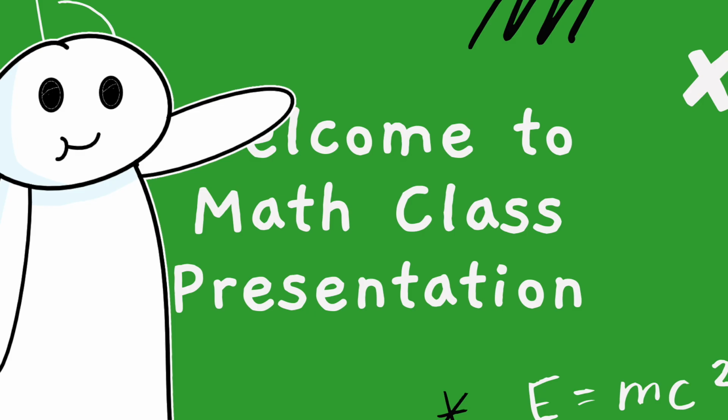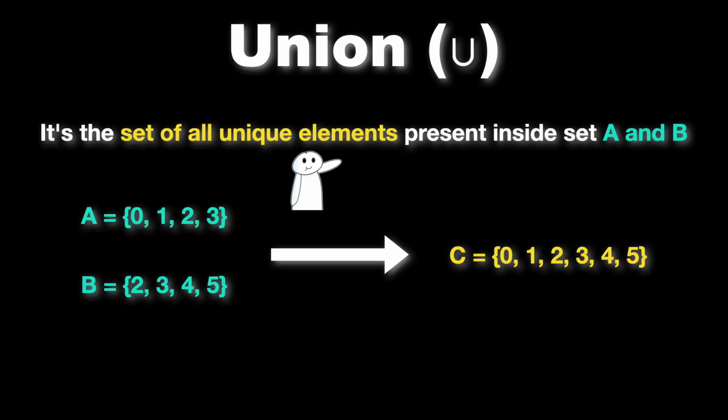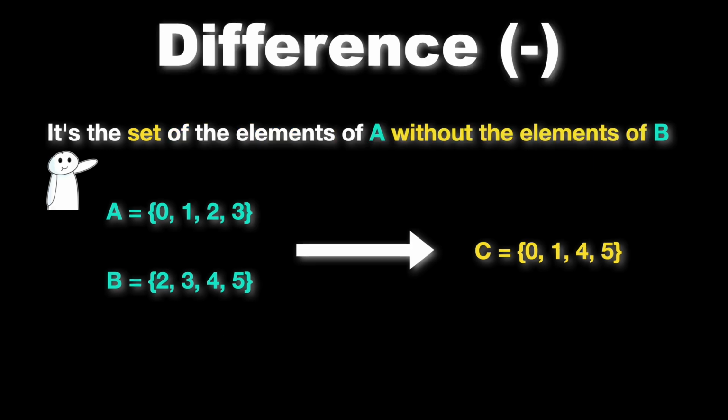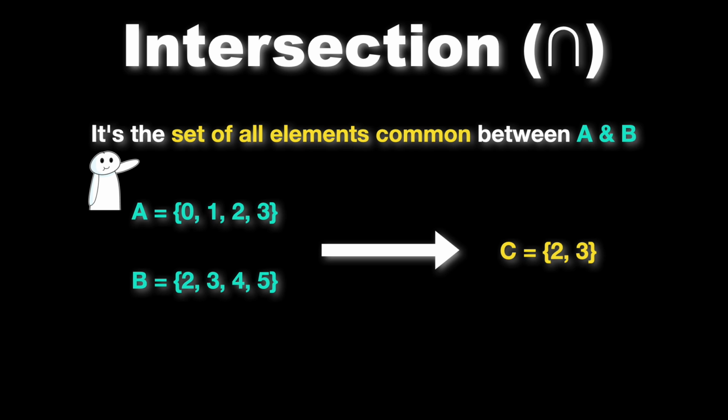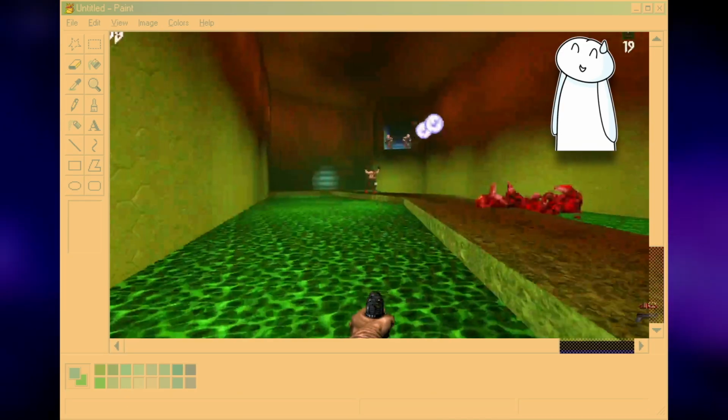In terms of mathematics, union is a set of all unique elements present inside set A and set B. Subtraction or complement is the set of all elements of A without the elements common between A and B. Intersection, on the other hand, is the set of all elements common between A and B. Great again, but what about GODOT?